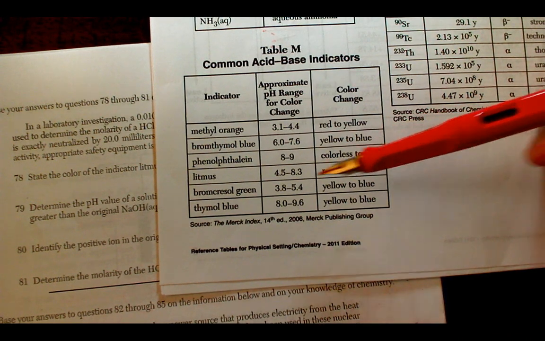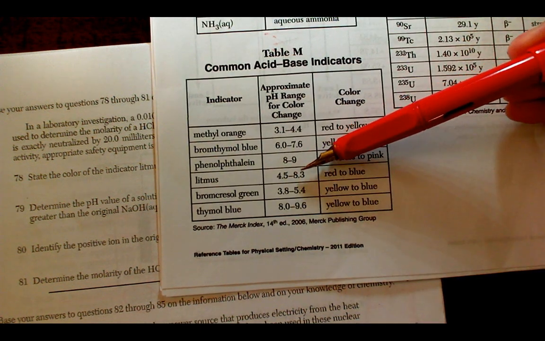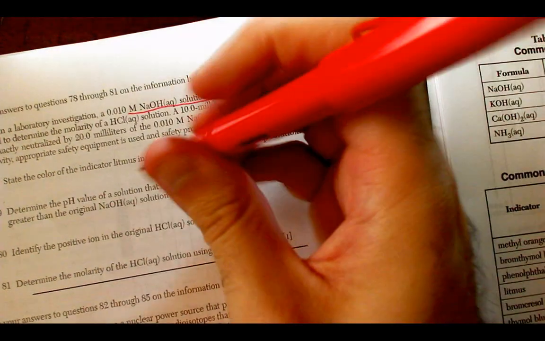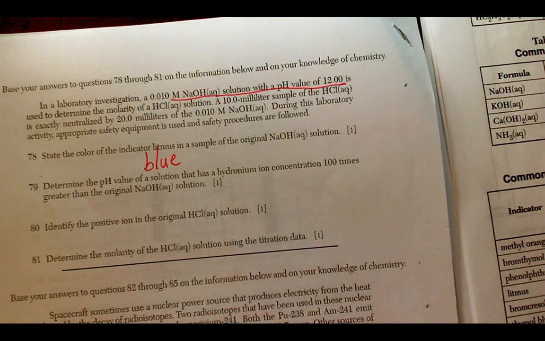And it's going to look more bluish until it gets to 8.3 where it's entirely blue. So because we're looking at pH 12, that's going to be higher than 8.3, so it'll definitely look just blue. No purplish, no reddish. It's just going to look blue. That's how litmus looks in bases.